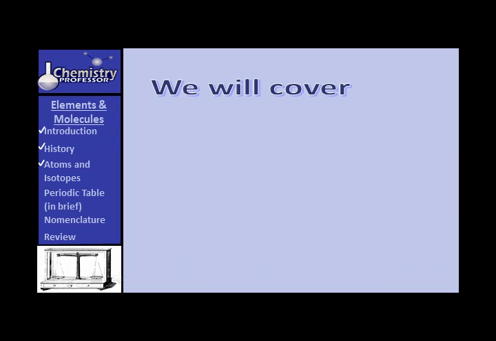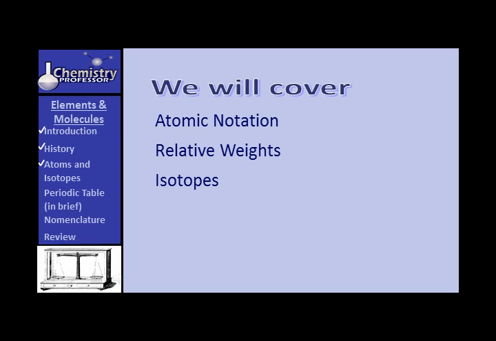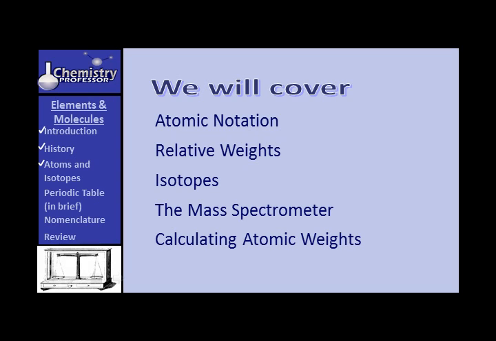In this section, entitled Atoms and Isotopes, we're going to talk about atomic notation. We will discuss relative weights, what they mean, how we get them. We will talk about isotopes and the role that they play in the relative weights. And we will talk about the mass spectrometer, the device that is used to help us determine these relative weights. And we'll wrap up on this section by calculating some atomic weights from the information that we have gained.